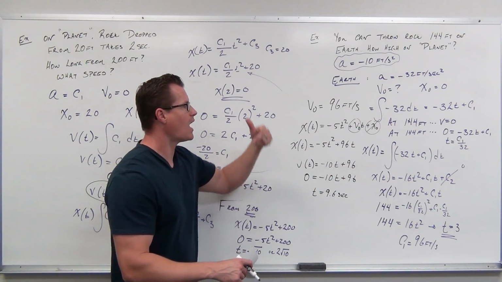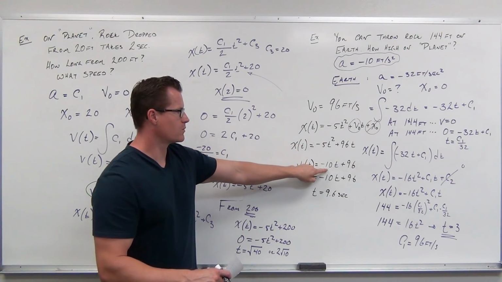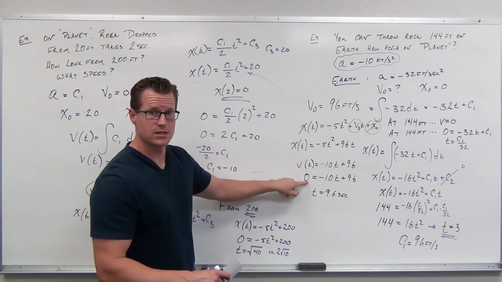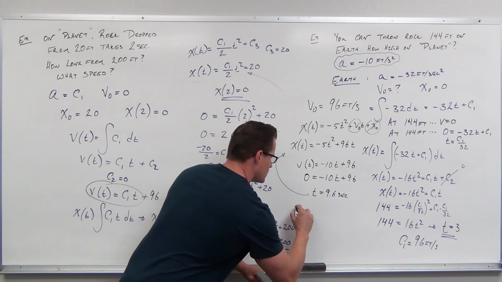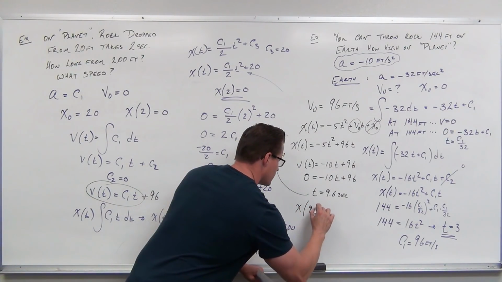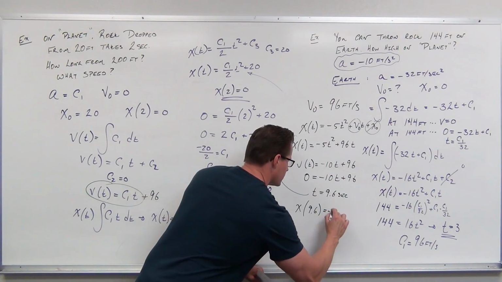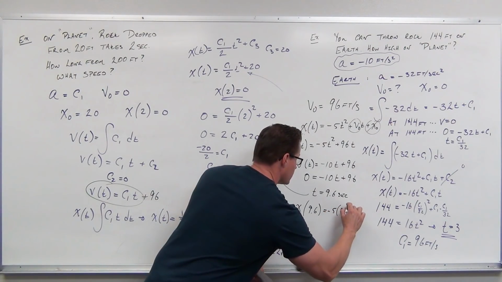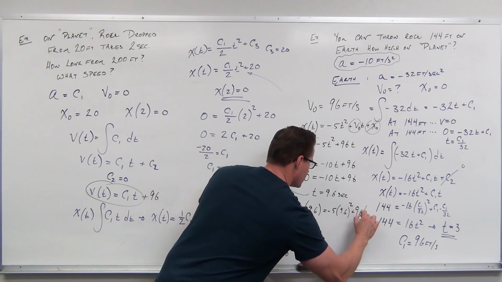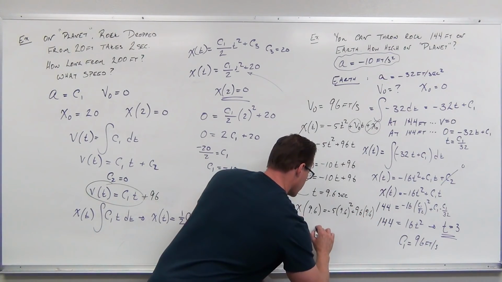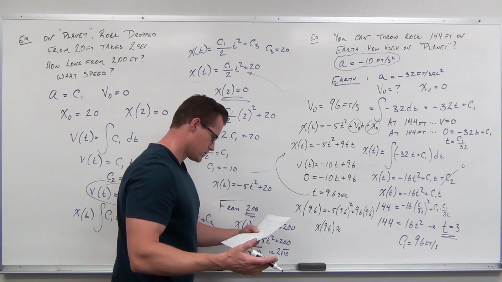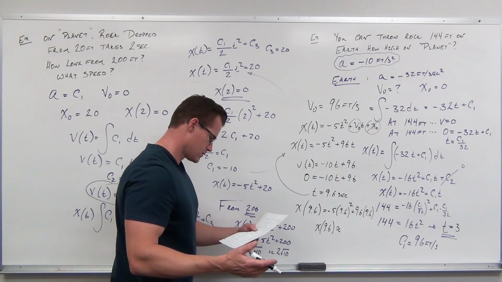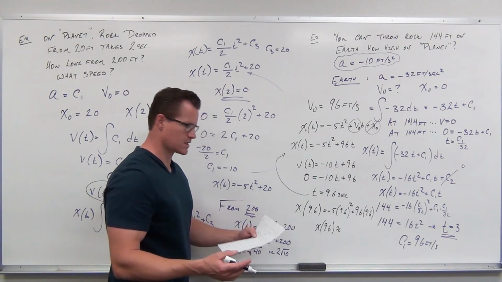But now we say, how high does something go? Well, it's going to reach a height when its velocity is 0. That's 9.6 seconds. Plug this back into your position. And we get about 460.8 feet.